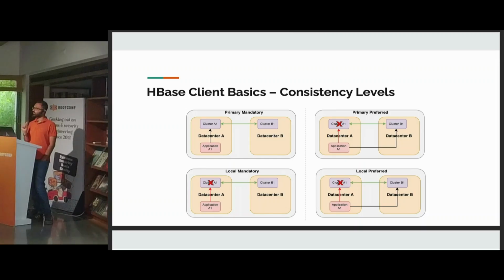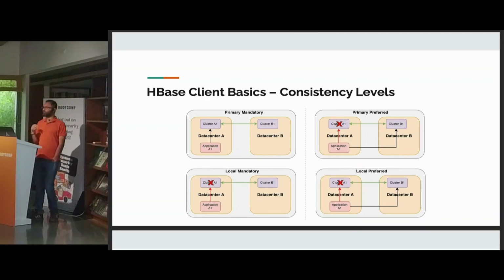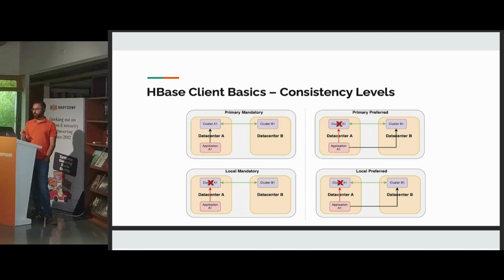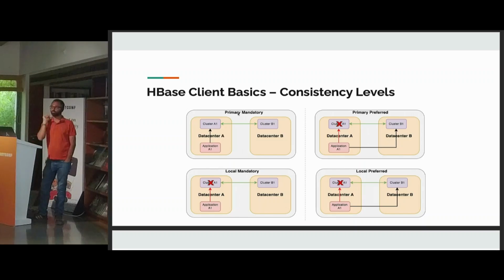So the next thing is consistency level. On the client side, we have introduced consistency level for adding more capabilities, which I'll talk about later. So we have introduced 4 consistency levels: primary mandatory, primary preferred, local mandatory, local preferred. Primary mandatory means that I always have to write or read to primary only.